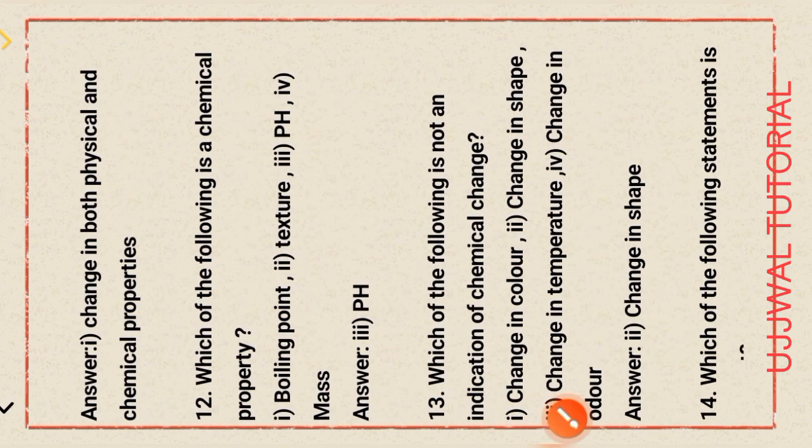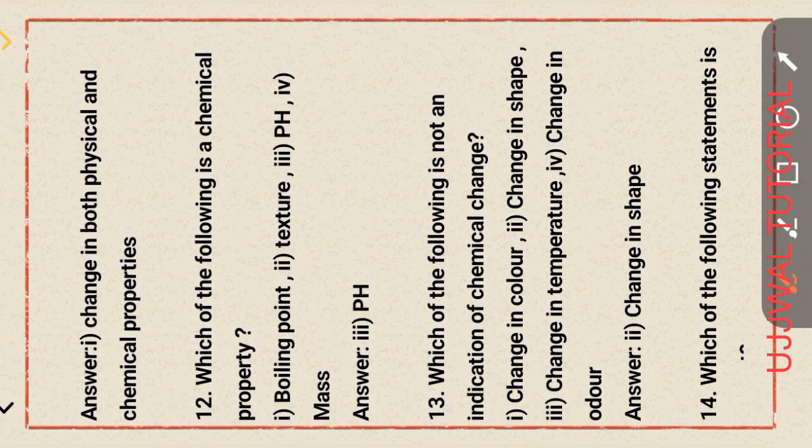Which of the following is a chemical property? That is pH. What is pH? pH is the measuring scale of acid and base. Okay, this is the property of chemical changing property.